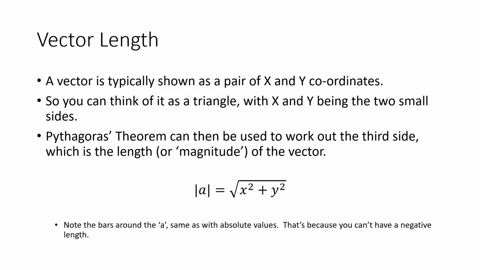And the length cannot be negative. So a square root can give you two answers, positive or negative. That's just indicating that we always take the positive one, because a negative length doesn't make any sense.